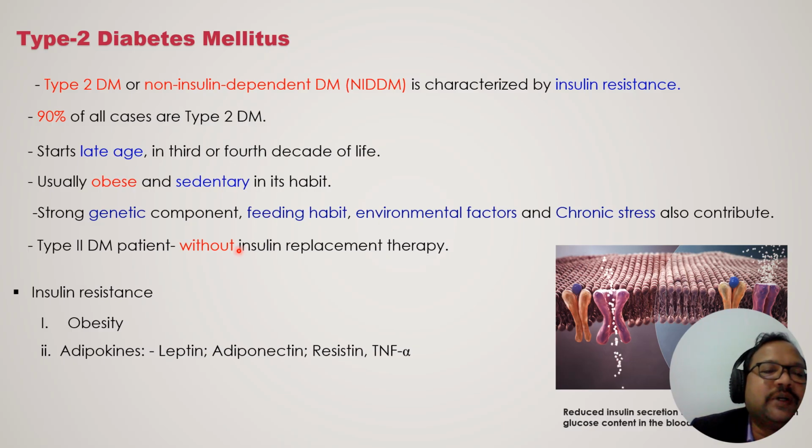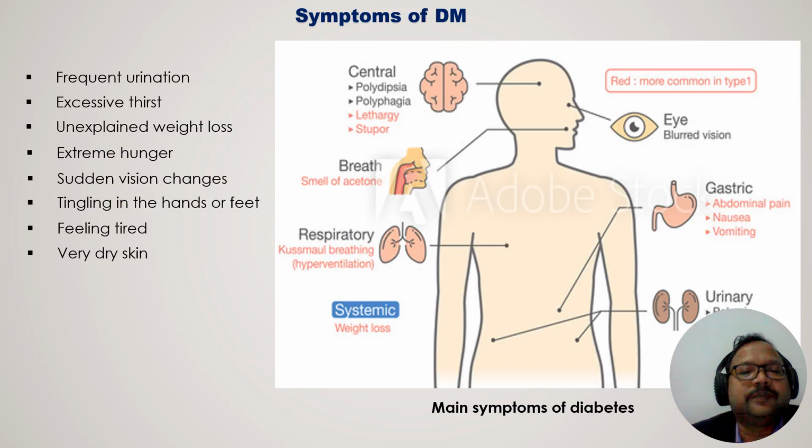In type 2 diabetes, there is no requirement of insulin because they already have insulin, they have only insulin resistance. Why does insulin resistance occur? Mainly obesity causes insulin resistance, and also adipokines increase in our blood, especially leptin, adiponectin, resistin and TNF alpha. These lead to insulin resistance.